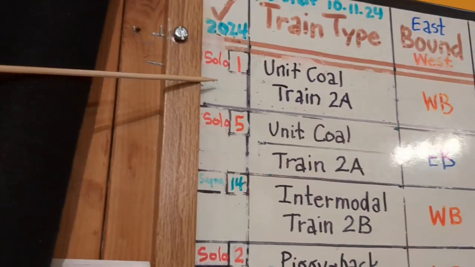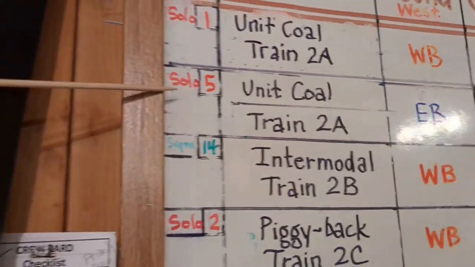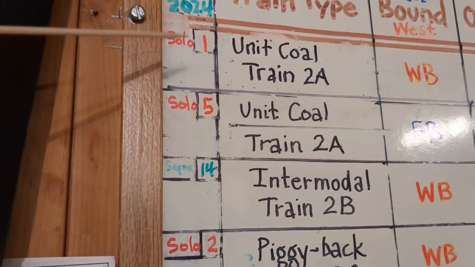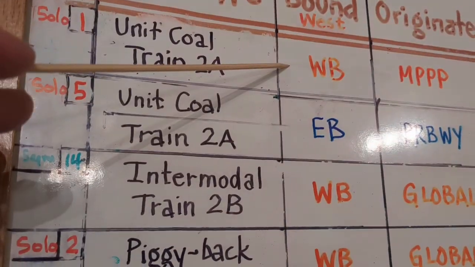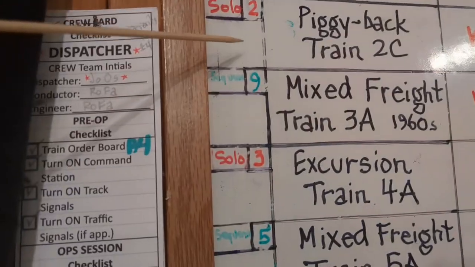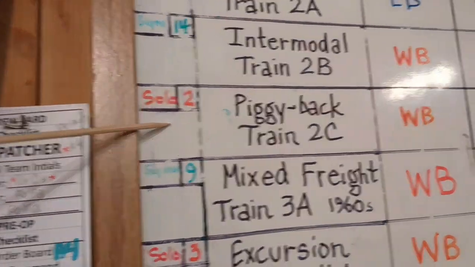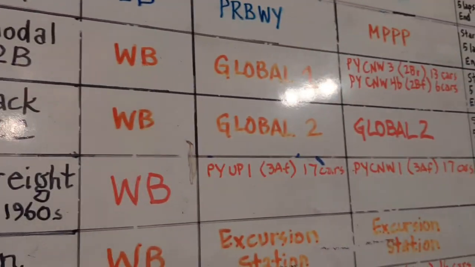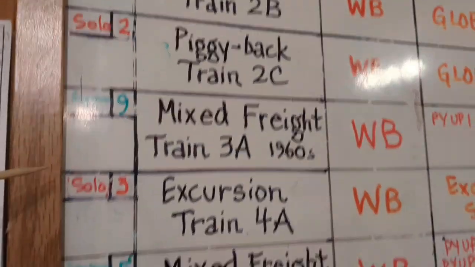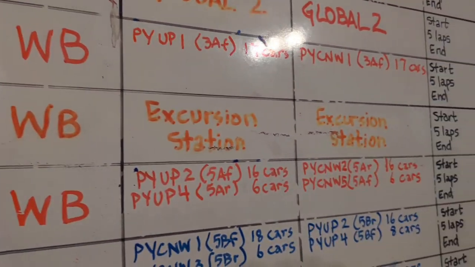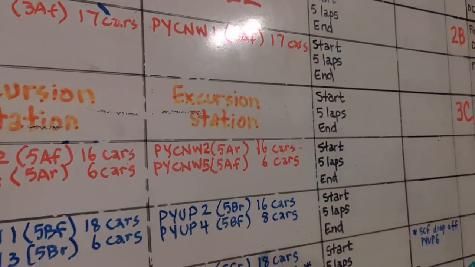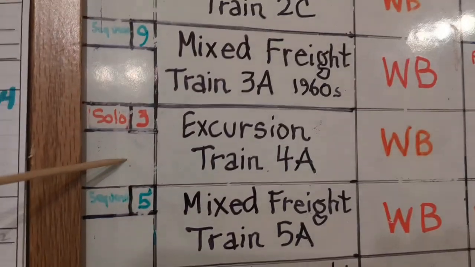These red ones are solos. I can run these anytime, but I'll do them in order. Solo unit train going westbound to Powder River Basin. And then 2 is the piggyback train. That's a westbound leaving Global 2 and entering Global 2, so that doesn't affect any other yards. The excursion train goes westbound from the excursion station and returns to the excursion station. So there's no interference with any yards for that one.